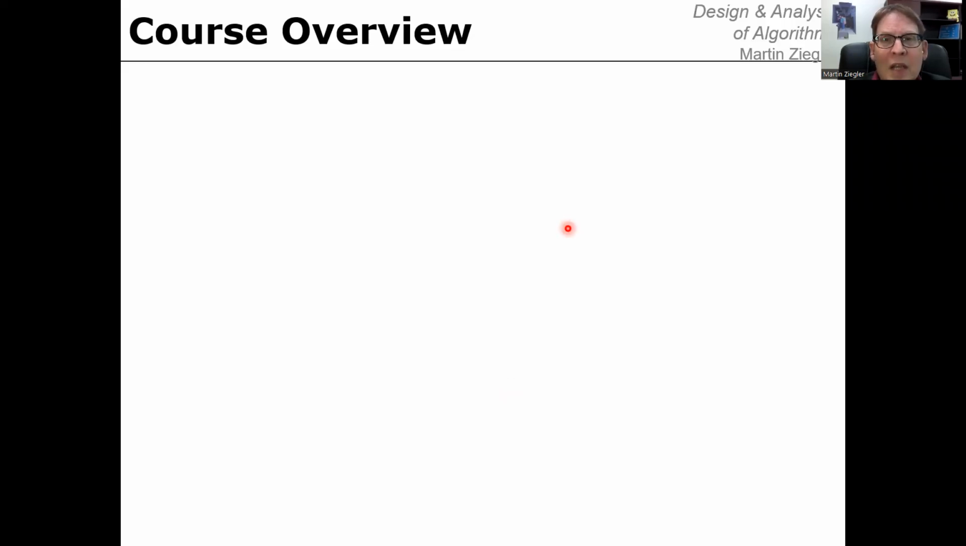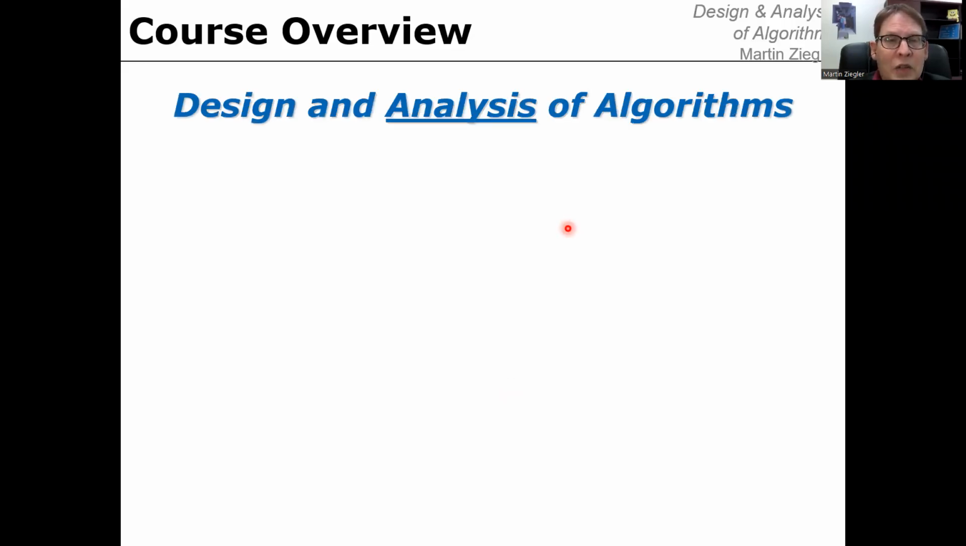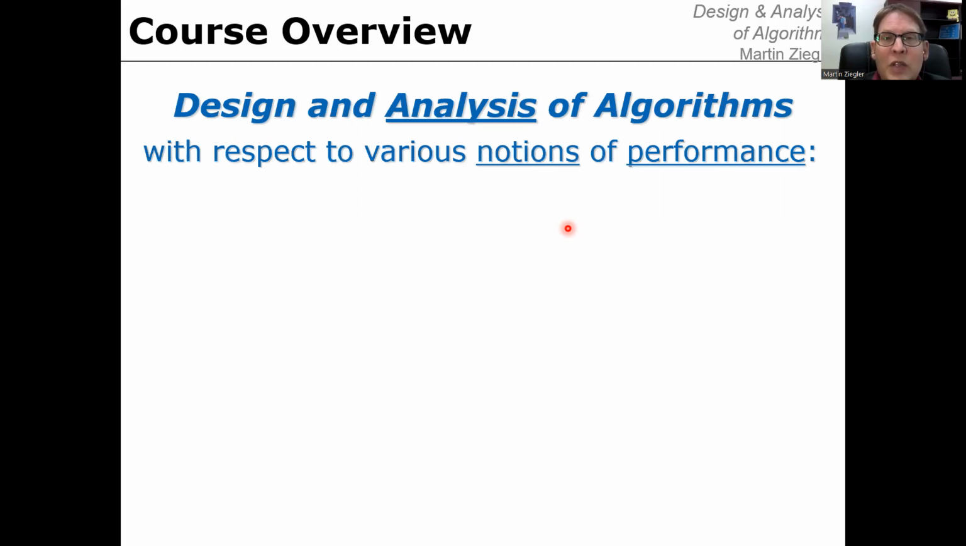So design and analysis of algorithms means that we're going to take a look at various notions of performance of an algorithm, and we're going to analyze the algorithm using various modes. For notions of performance, cost measures is one important keyword, and modes of analysis is the other important keyword. Let me expand on that. So what are typical and new modes of analysis that we're going to consider in this course?